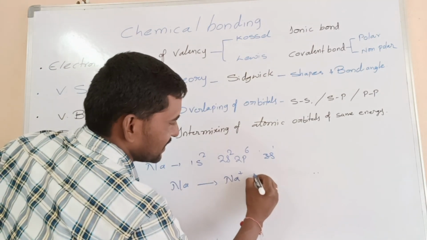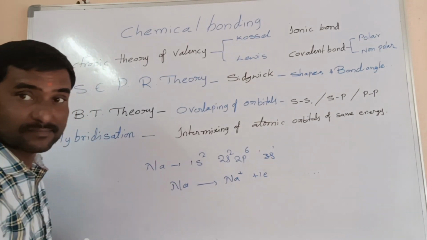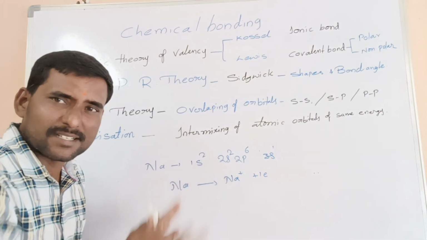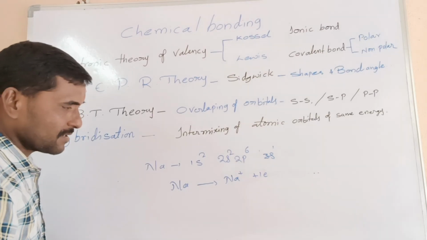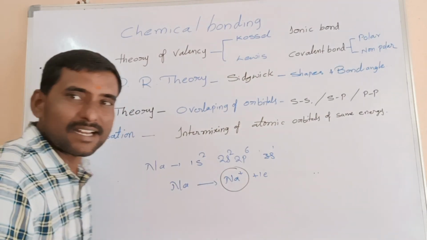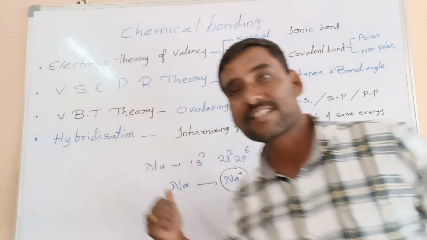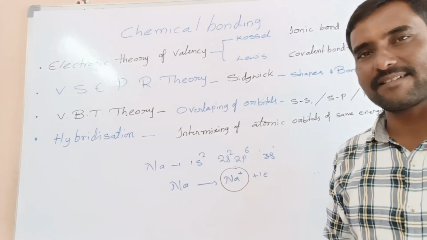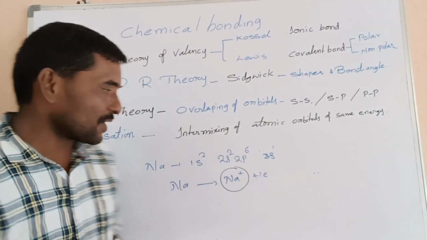So, by losing this one, Na becomes Na+ plus 1 electron. When it loses the electron, it gets a positive charge. Now, in this, 10 electrons are there. Now this configuration is the octet configuration. It can be stable.